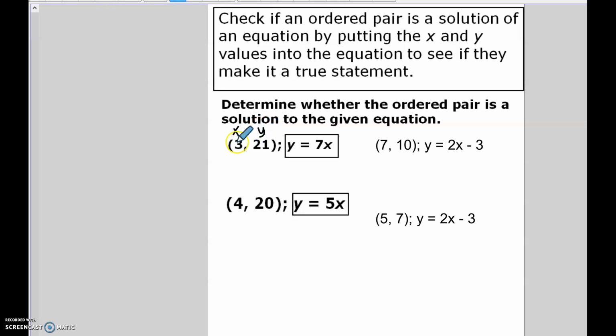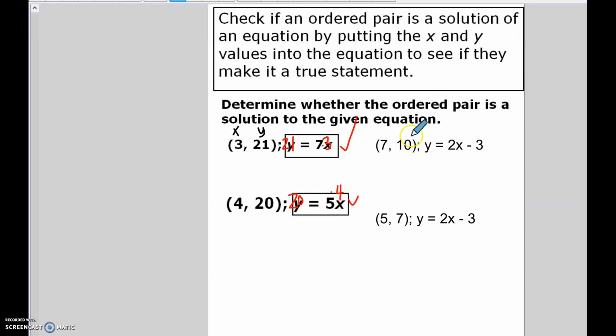So what we're going to do is plug in 3 for x right here. And it's not 73, it's 7 times 3. And we're going to see if I put 21 here for y, is that true? Does 7 times 3 equal 21? Yeah, it does. So that is a solution. Okay, let's check this one. This is x and this is y. If I put 4 here for x, does that equal 20? Does 5 times 4 equal 20? Yep, so that's a solution.